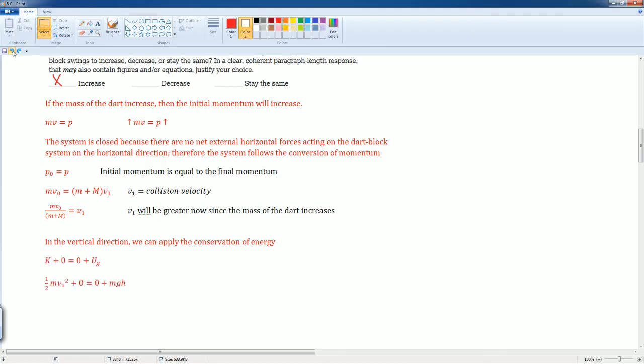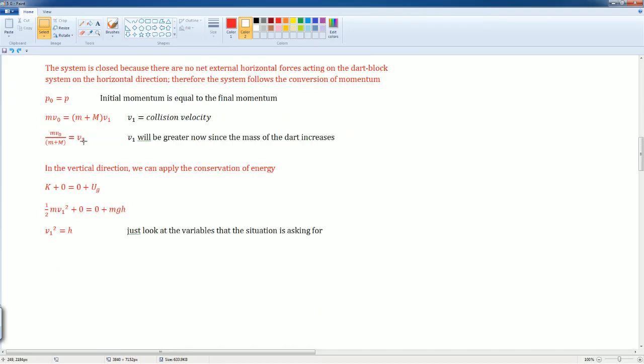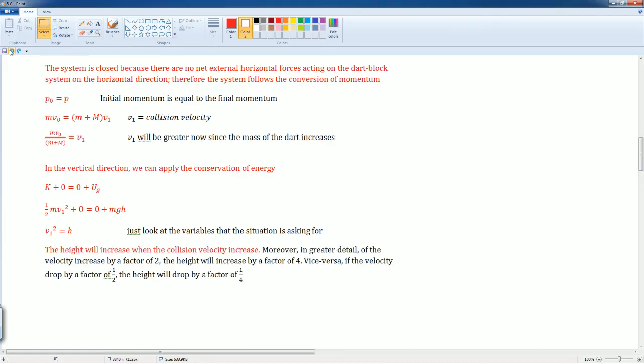If you plug in the values, now the mass is canceled, and if you take a look, the problem only asks for the height. Right here, when the mass increases, what will happen to the height? I know that the mass will increase the velocity, so I'm only looking at the velocity the situation is asking for. I said that the height will increase when the collision velocity increases. You should see it mathematically right here. The collision velocity squared is proportional to the height. So that's what you need to be your justification.